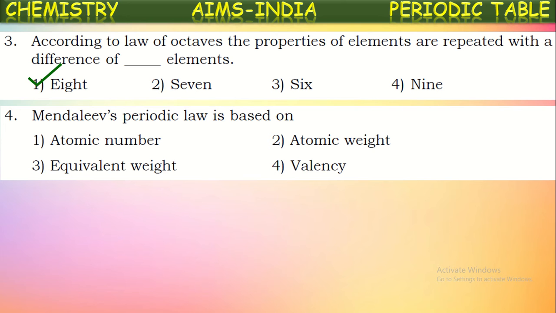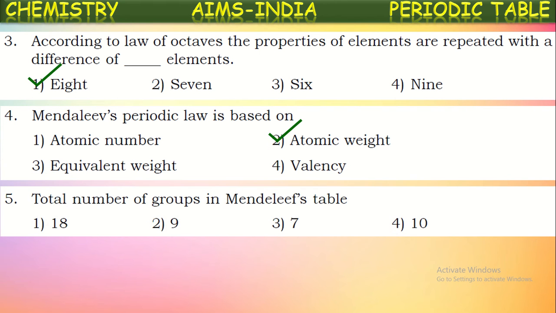Next, Mendeleev's periodic law is based on, yes, till Mendeleev, all the scientists believed that elements have a relation between atomic mass and their properties. That is why they tried to classify the elements based upon the atomic masses or atomic weights. Even Mendeleev tried to classify elements by writing them in increasing order of atomic weight. So Mendeleev's periodic law is also based upon atomic weight of the elements.